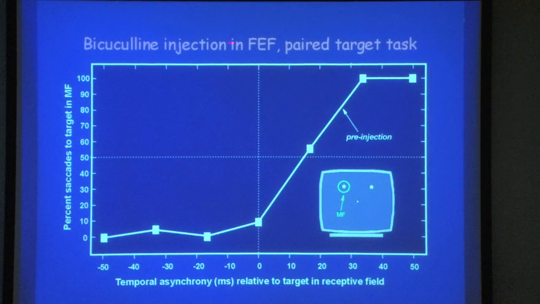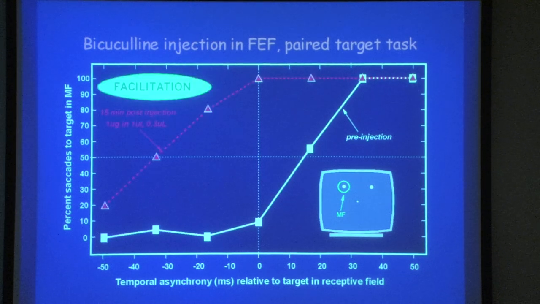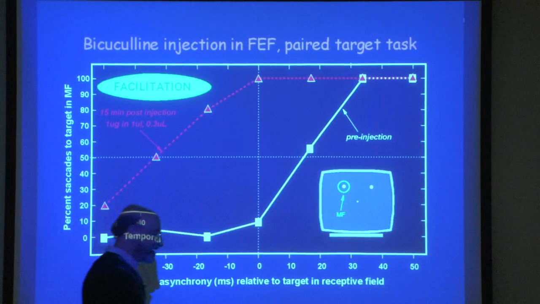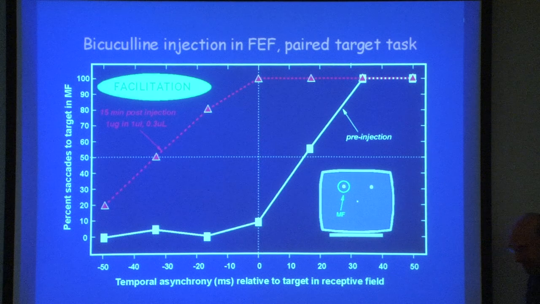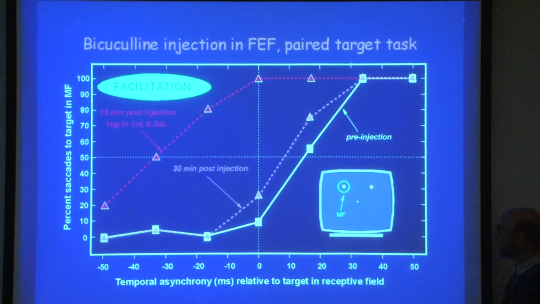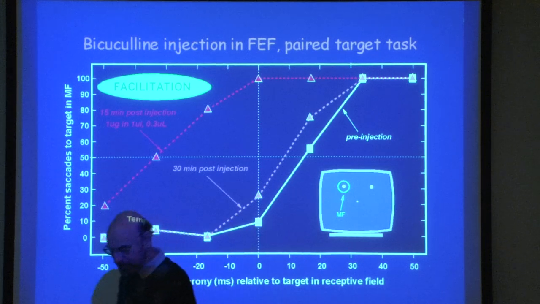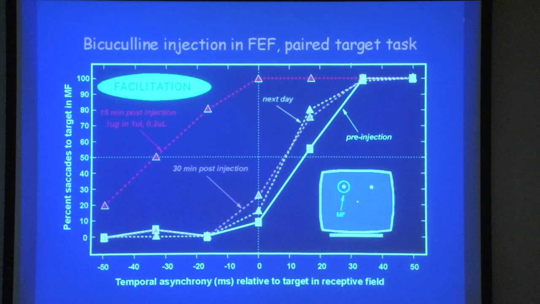Then if you do the same experiment in the frontal eye fields, what do you think is going to happen? Can you predict what's going to happen just looking at this slide? Why do you think this is such a big empty space here? Well, look at that. When you put in bicuculline, you get this incredible facilitation. The monkey, just like in the colliculus, barely can help himself to make a saccade into the field that has been disinhibited. And that again recovers. Bicuculline is washed out more rapidly than muscimol, and by the next day, certainly it's back to normal.